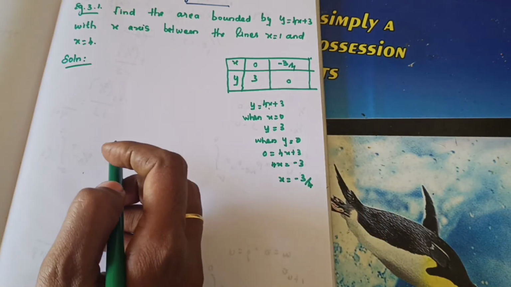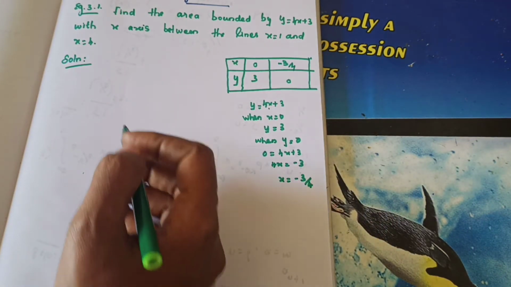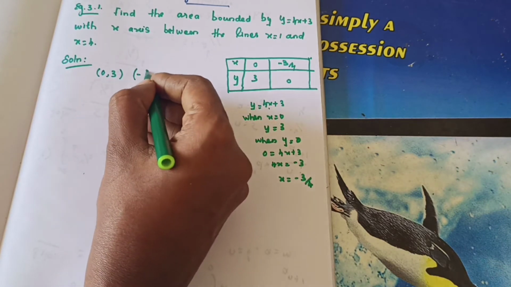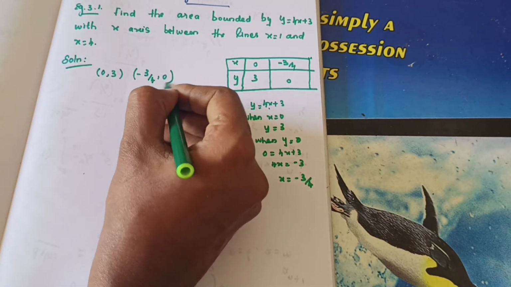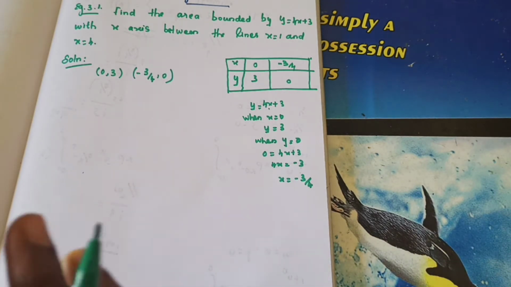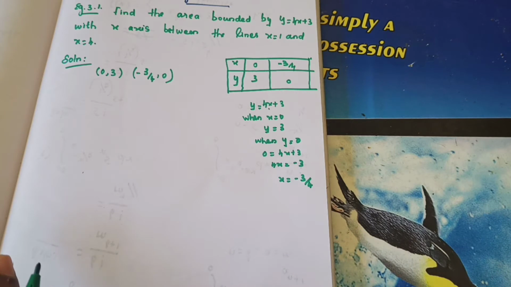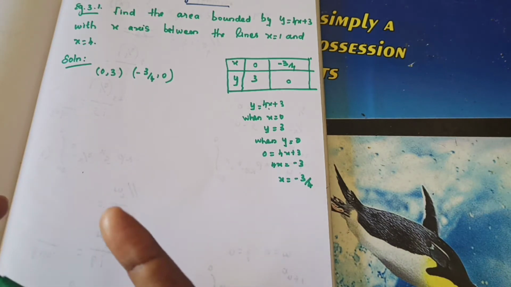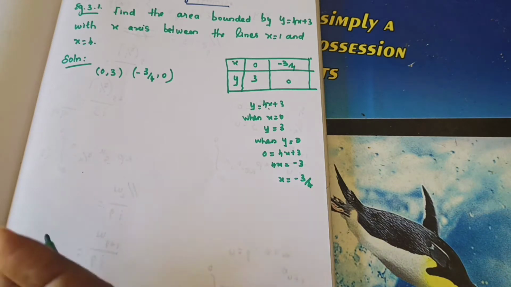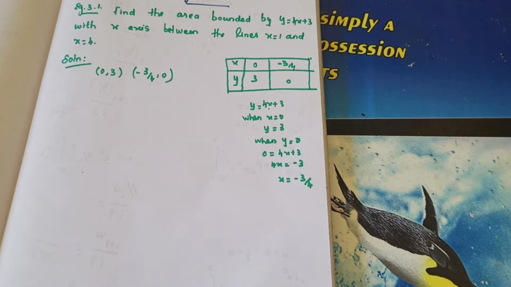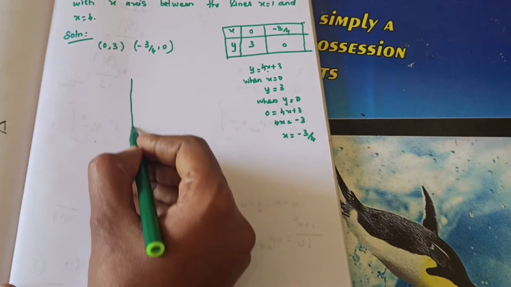Understand? Now you got 2 points, so you can plot them. The points we have are (0, 3) and (minus 3 by 4, 0). Understand, students? For drawing the graph, I have taken 2 points: x as 0, what's the y value? Then y as 0, what's the value? You will find it out. Why are you taking 0, 0? If you need, you can take 1 or 2 or anything. But for x one value, for y one value you need to take. Okay, so we have got it. Now you can draw the diagram.